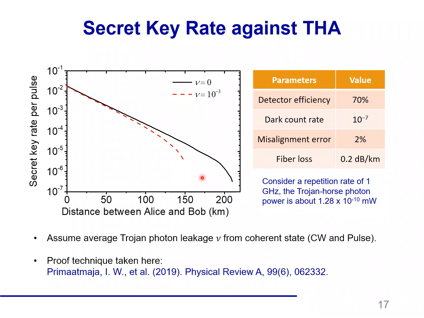One thing to be noticed here is that we assume the Trojan horse attack is from a coherent state only. So it doesn't matter whether we use CW or pulse as long as it's a coherent state. So the result here is more like an optimistic upper bound to show the potential of this device. The full security proof is ongoing in our group, and the proof technique is taken from here if you are interested.